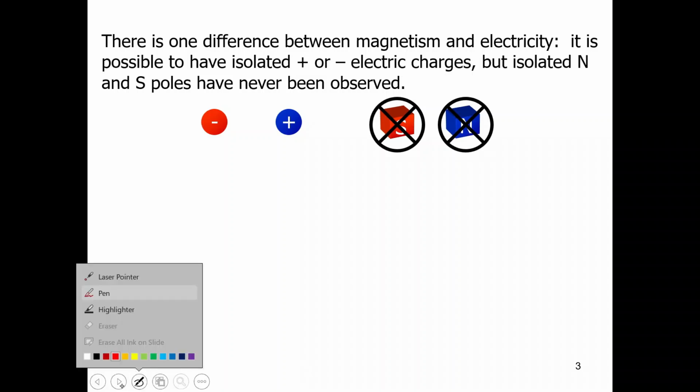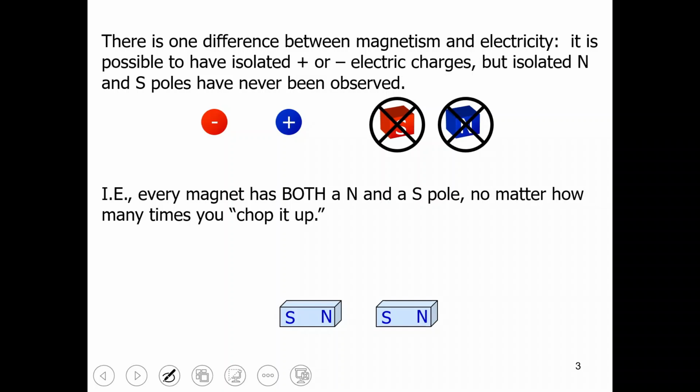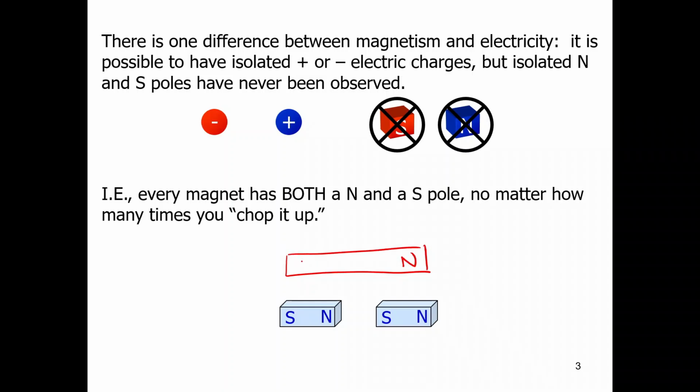If you were to take a magnet and break it up, this doesn't ever work. If I had a magnet that had a north pole and a south pole, and I cut it, what ends up happening is you get two magnets, both with a north pole and a south pole. No matter how many times you chop it up, you can never get that single pole. And this has to do with how magnetic fields are actually created within an atom.